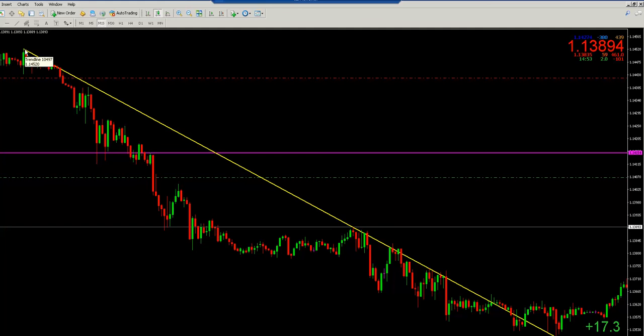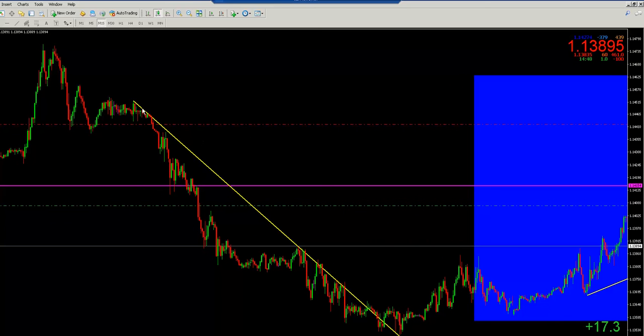So I picked it up from there, touching this point, touching that point as well, and of course touching this point. So you can see this was like a swing high to a swing high. That's what I'm doing here. It wasn't a swing high to a swing low, but a swing high to a swing high.